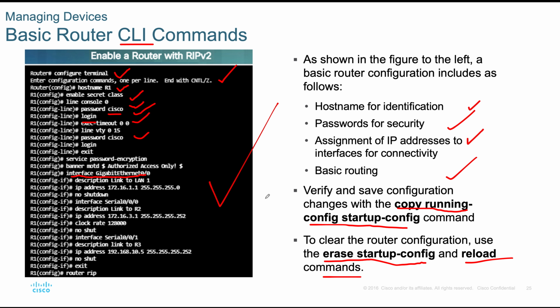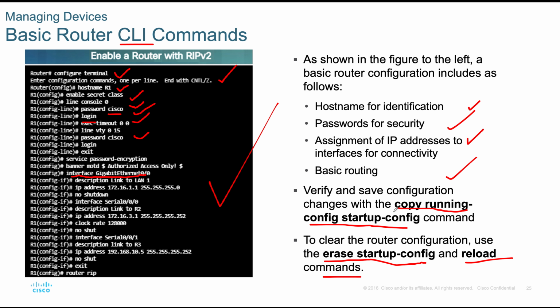Is that okay? Okay, so these are the things: the host name, identification, password for security, IP address, and so on and so forth. Basic routing protocol. You have to configure the routing protocol. The RIP is a routing protocol. So router 1 config hashtag router rip, meaning you've configured the routing protocol, the IP address, and so on and so forth. So if you want to verify or save configuration changes, you put router 1 copy running-config startup-config.